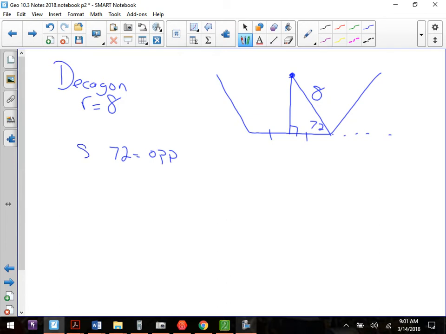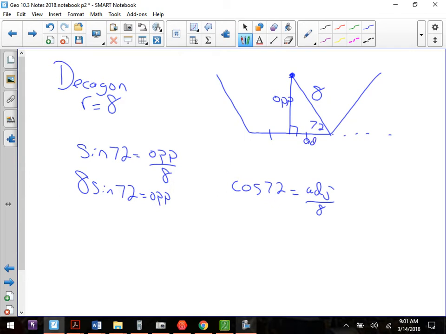And then your cosine. So 8 sine 72. This is my opposite, adjacent. And then 8 cosine. Buttons and buttons and buttons.